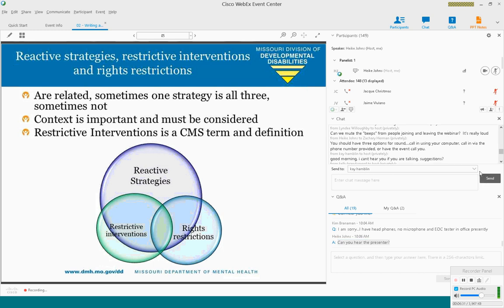It's also important to recognize that restrictive intervention is a CMS term and definition. So that's not something that we created. This is something that the federal government has defined for us. So we're complying with what it says.